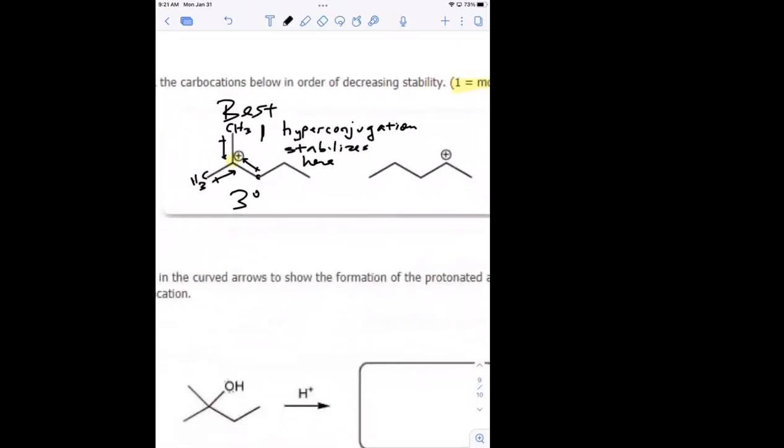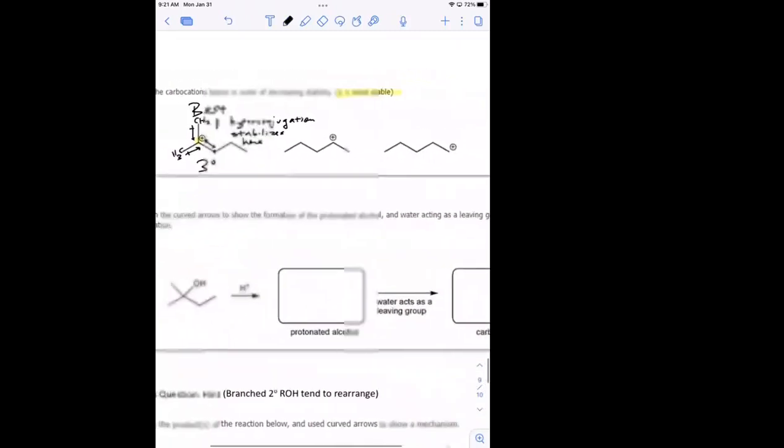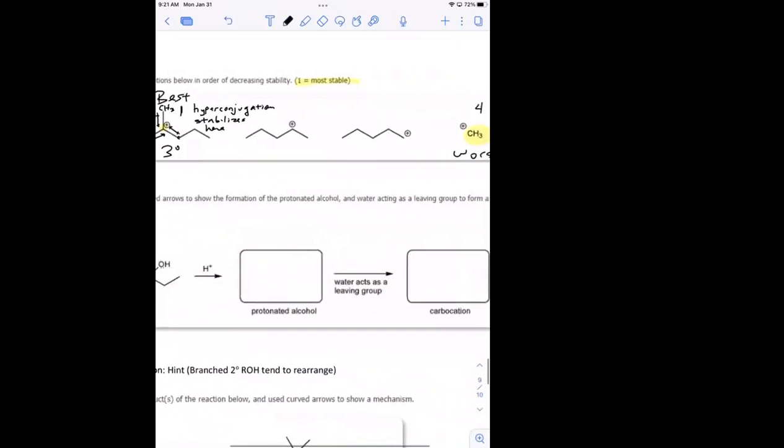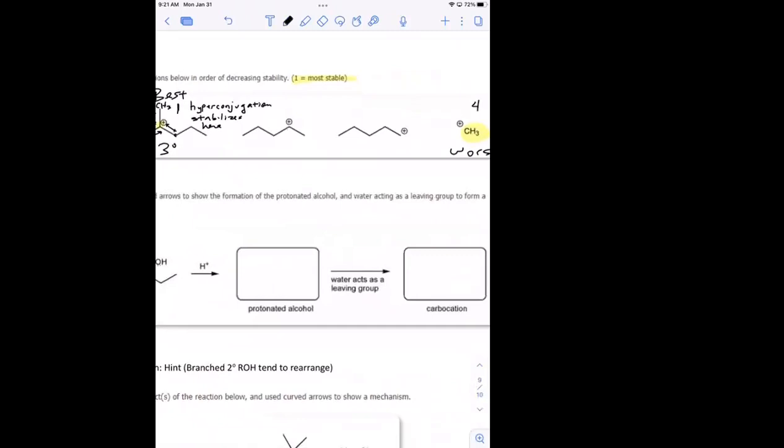Right, but you're right, it is induction. It's a type of induction where the plus charge is creating a dipole between the carbon where the plus charge is and the carbon it's bound to. Great job with that. All right, which one is going to be number 2 and which one is going to be number 3?